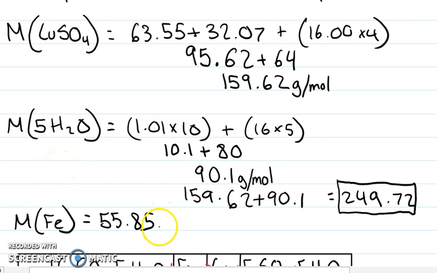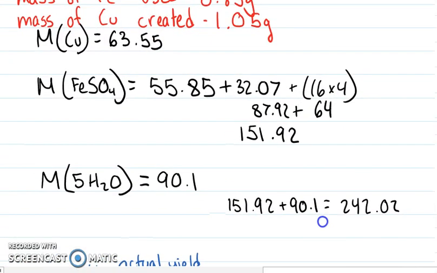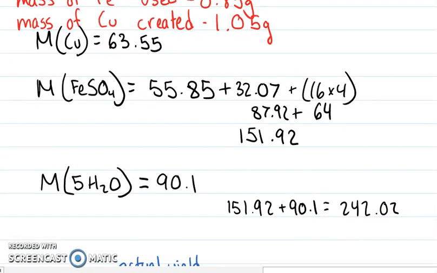And now here we have the molecular mass for iron, which is 55.85 grams per mole. And the molecular masses for copper, iron sulfate, and once again hydrogen.